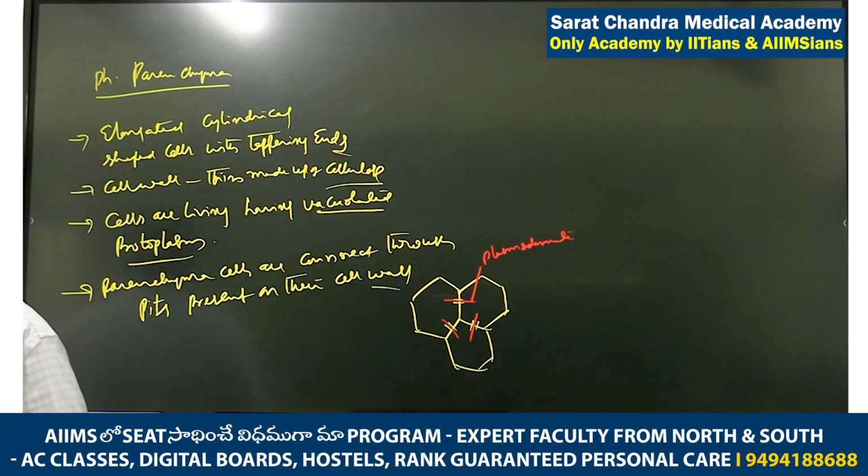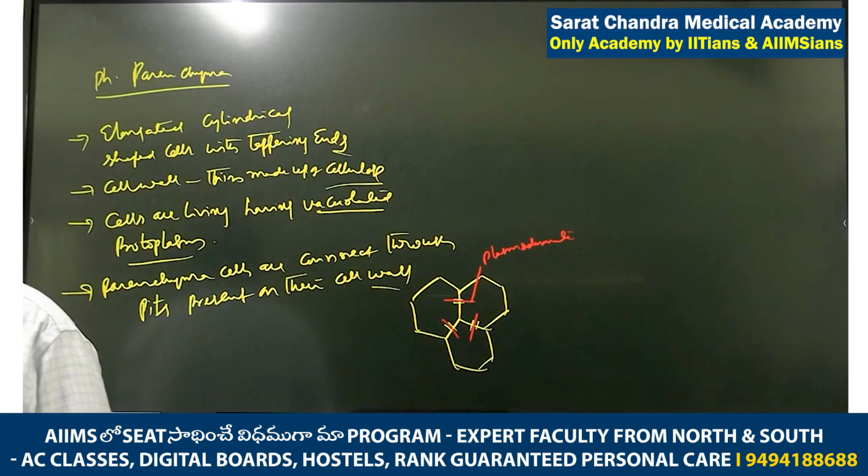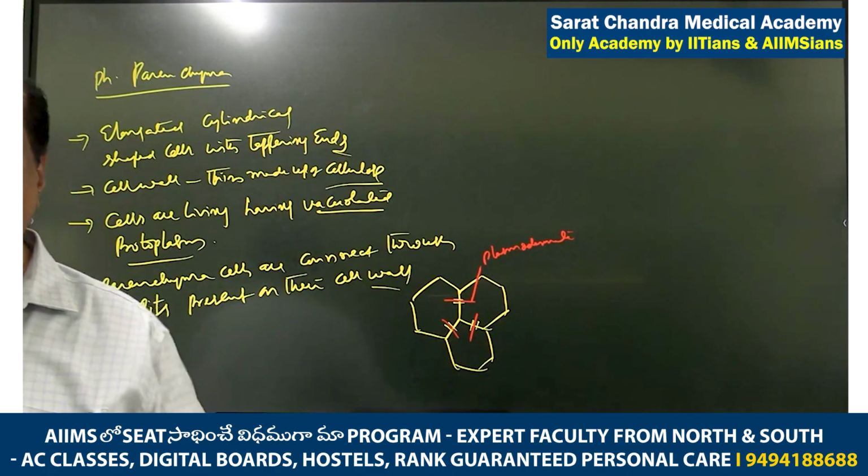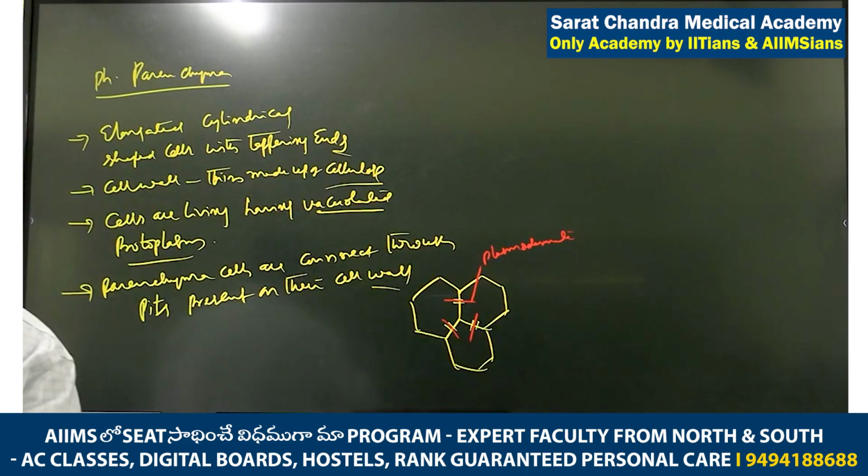What is the function of plasmodesmata? Helpful for translocation of materials from one cell to another cell. What are plasmodesmata? Plasmodesmata are nothing but cytoplasmic strands. They connect two adjacent cells and are helpful for translocation of materials from one cell to another cell.